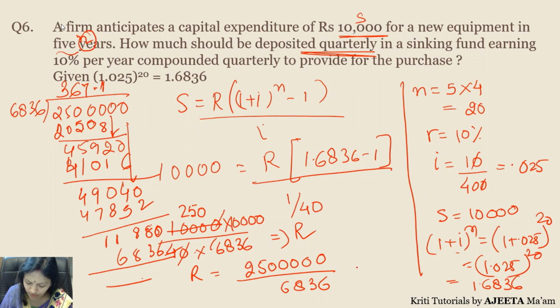Okay. Now for this we get the answer 3 rupee. So this much amount has to be deposited quarterly to make your calculations possible. Right? Clear to all? Now let's move on to the next.